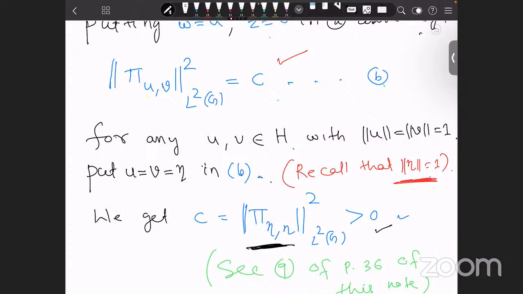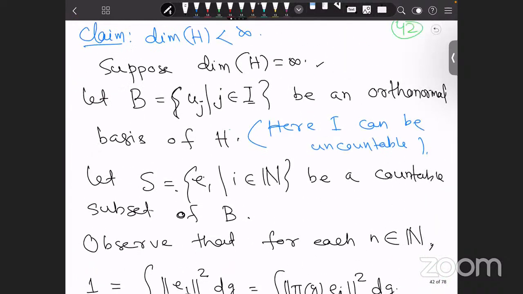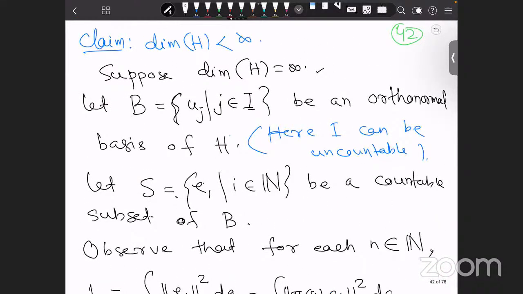So I have two pieces of information in my hand. First information is that the norm square of pi u comma v is equal to C for any u and v with norm u equal to norm v equal to 1. And second information is that this constant C is really greater than 0. Now let us prove first that the dimension of H is finite.